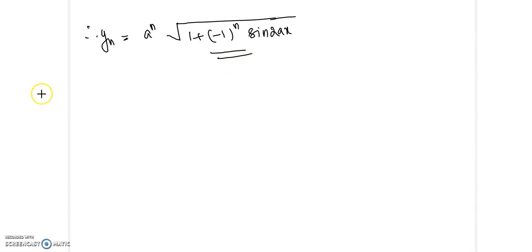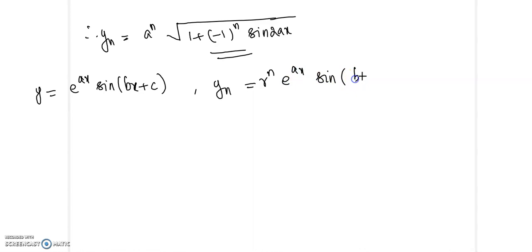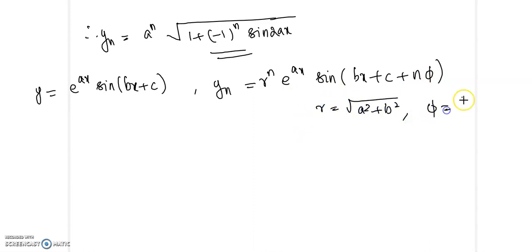Let us see an example where you have a product of exponential and trigonometric function. When we take y equal to e raised to ax sine bx plus c, we have seen that the nth derivative yn is r raised to n e raised to ax sine bx plus c plus n phi, where r is root of a square plus b square and phi is tan inverse of b by a.